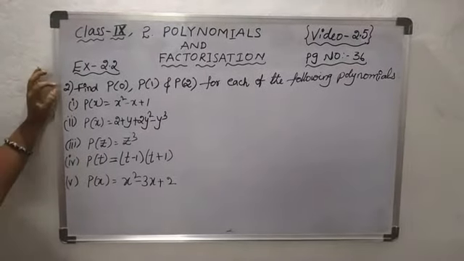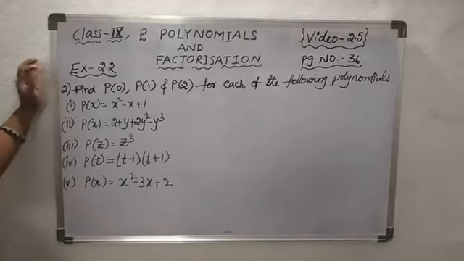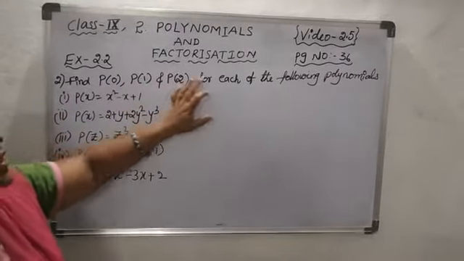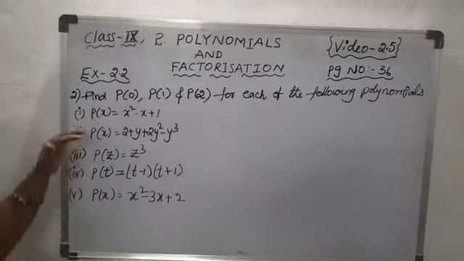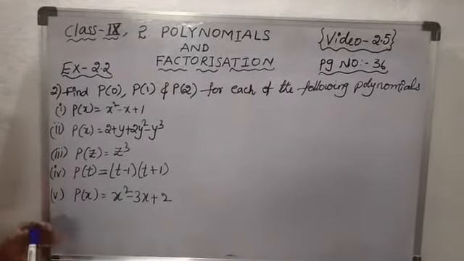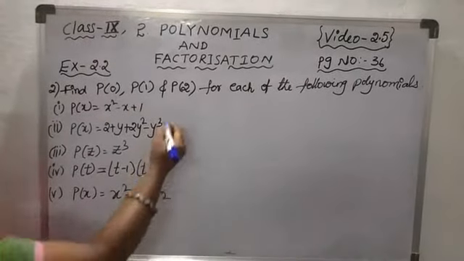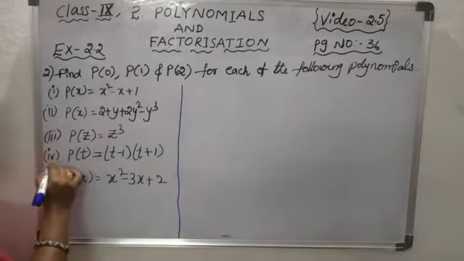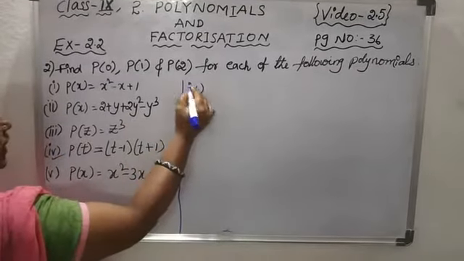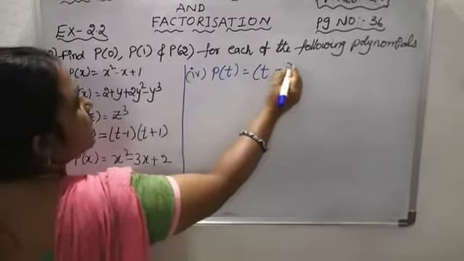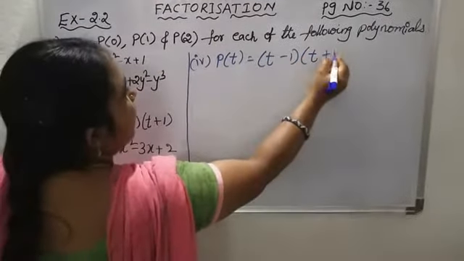Okay. Now the second question, they are simply asking to find p of 0, p of 1 and p of 2 values for each of the given polynomials. We can find the values only, not the zeros of the polynomial. So here a total of 5 problems are there. Out of these 5 I will explain the fourth problem. Okay, fourth one is p of t is equal to t minus 1 into t plus 1.